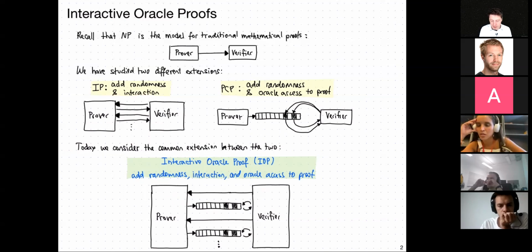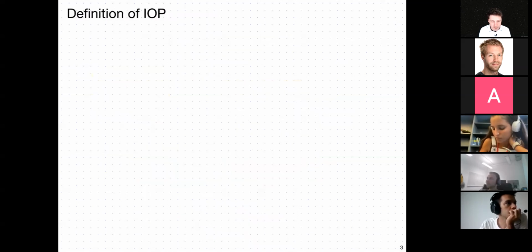Any questions? We'll define this model slightly more precisely in the next slide, but is it clear how we have these orthogonal extensions, and an IOP simultaneously extends the notion of an interactive proof and a PCP? Hopefully that makes sense. All right. So no questions. So let's move on.